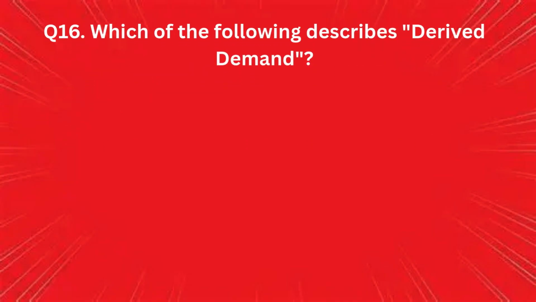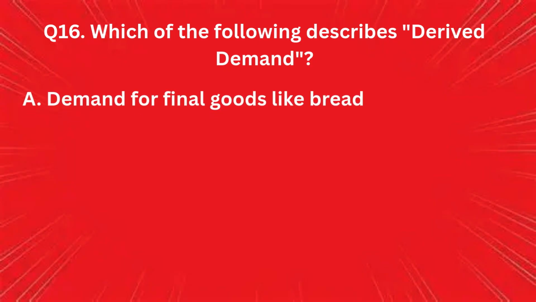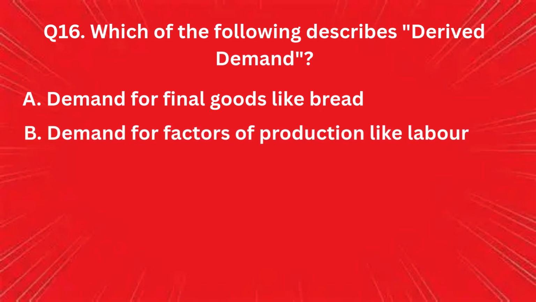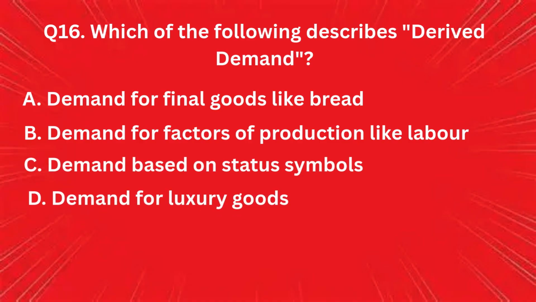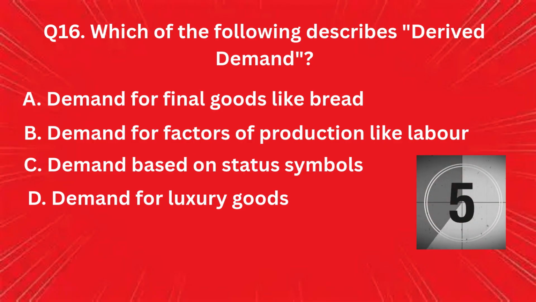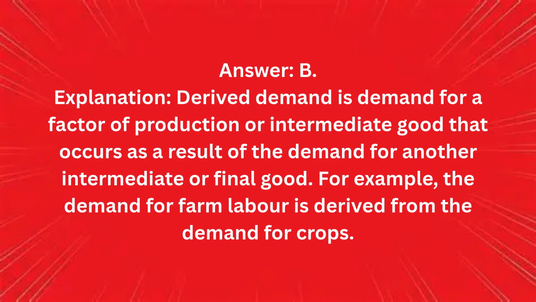16. Which of the following describes derived demand? A. Demand for final goods like bread. B. Demand for factors of production like labor. C. Demand based on status symbols. D. Demand for luxury goods. Answer, B. Explanation: derived demand is demand for a factor of production or intermediate good that occurs as a result of the demand for another intermediate or final good. For example, the demand for farm labor is derived from the demand for crops.